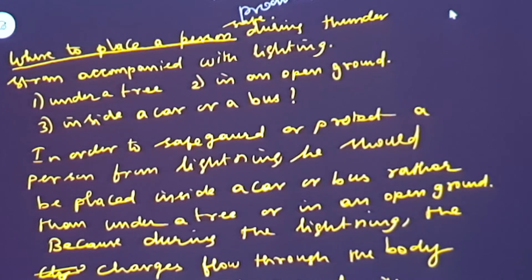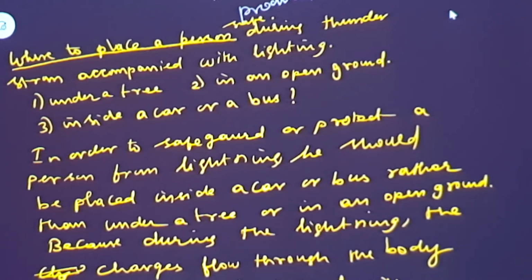So I have written it here like this. Where to place a person safely during a thunderstorm accompanied with lightning, or during lightning. Whether he has to be placed under a tree, in an open ground, or inside a car or a bus. It may be asked as a one-word question also. In order to safeguard a person from lightning, he should be placed inside a car or a bus rather than under a tree or in an open ground.